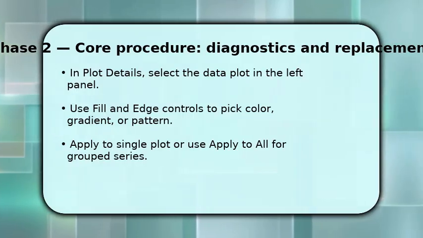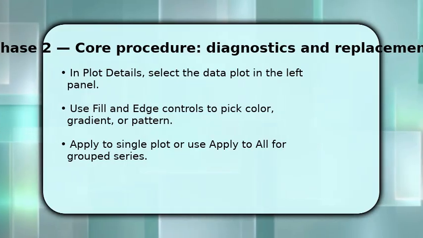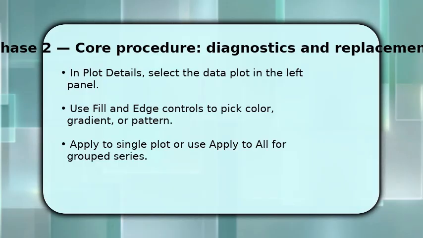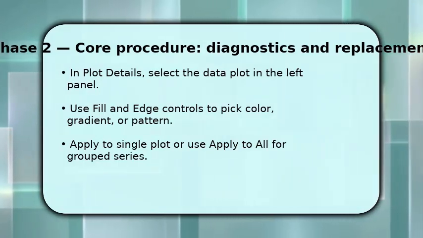Then, under the symbol/fill tab, select fill to choose a solid color, gradient, or pattern. You can enter RGB values or pick from the palette. Use edge or border to change outlines and thickness. Once done, click Apply to preview.